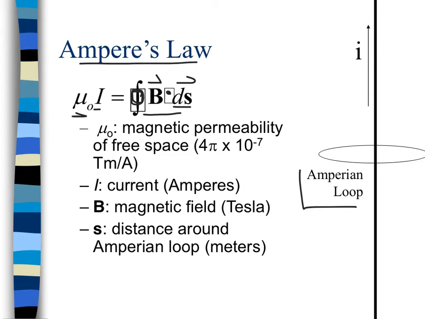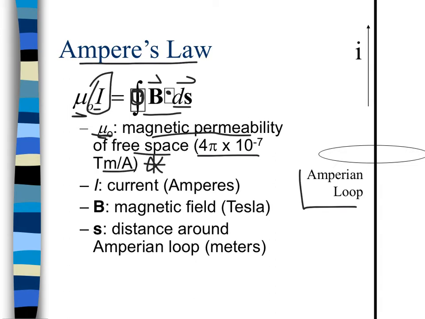Now that constant, mu naught, our magnetic permeability of free space, that constant is 4 pi times 10 to the negative 7 Tesla meters per amp. So you can always look that value up and grab that value when you need to use that constant of nature. It's a lot like our epsilon naught constant when we're dealing with electric field and the electric permittivity of free space.